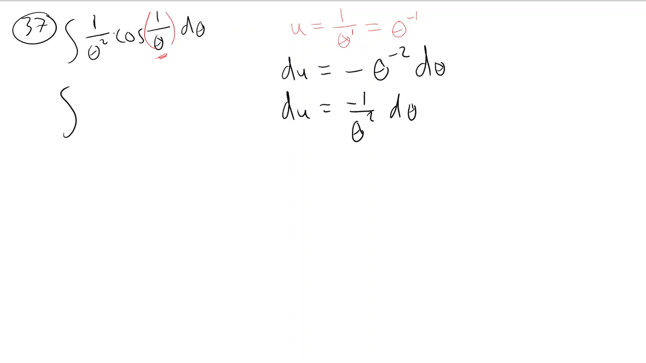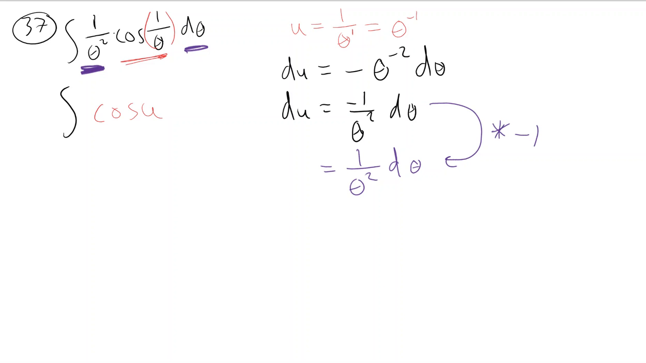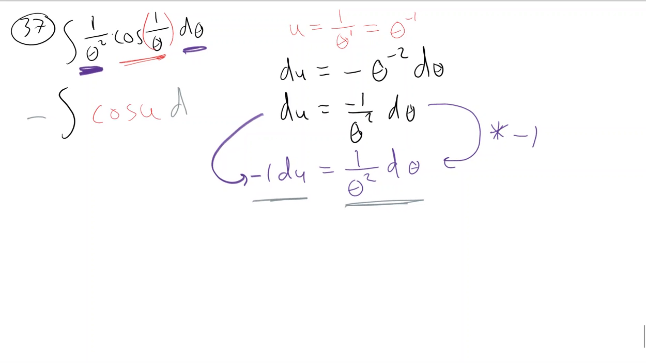So if I start to try to replace this stuff, all of this could be cosine u, so that looks good. And then the rest of this stuff is almost du, but not quite. So what I have is 1 over theta squared d theta, and above it I've got a negative. So to get from this step to this step, multiply by -1. So we've got to multiply by -1 there too. So the only way that you can replace 1 over theta squared d theta is with a -1 du.